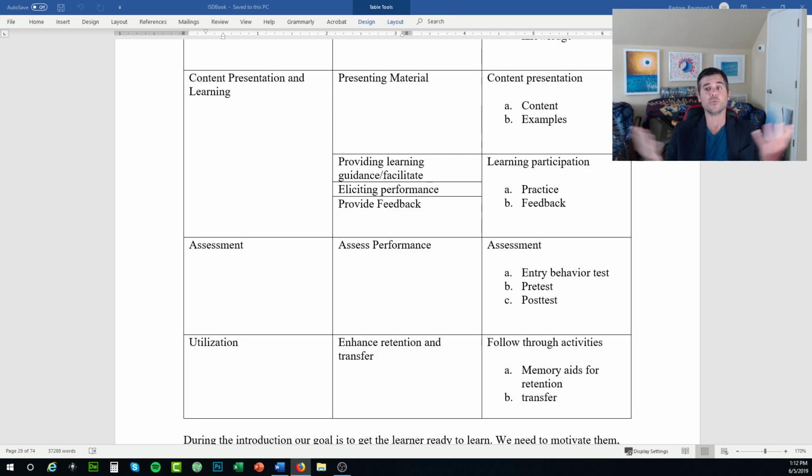All right, so once we've taught the learners, there's been some kind of practice, feedback, we've interacted with them somehow, regardless of the type of training we're delivering. Now we have their assessment, where we assess their performance.